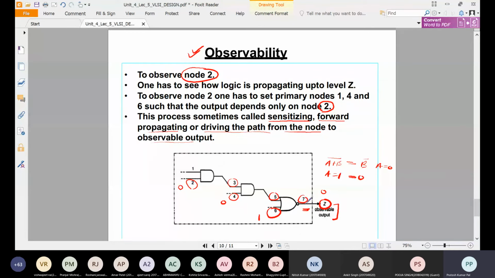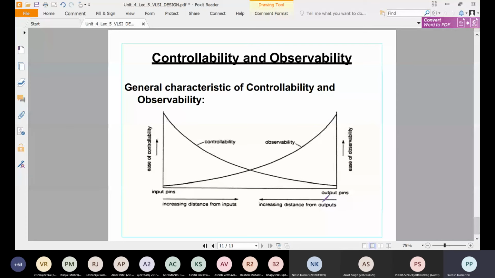So node 2 can be observable here if node 1 is 1, this is 1, and this is 0. The 6 node should be 0, and only then will node 2 propagate to Z. This is how we should be checking whether a particular node is able to reach the output or not.